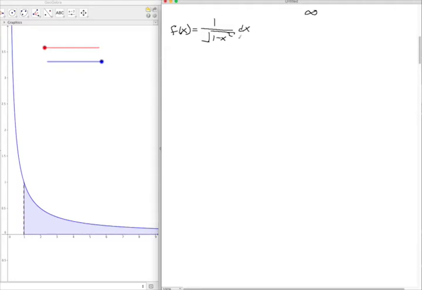Why did I pick this function? Number one, I can integrate it, and while I set everything up, you should be thinking to yourself, what is the antiderivative of that function? So, ready? Let's take a look at it.